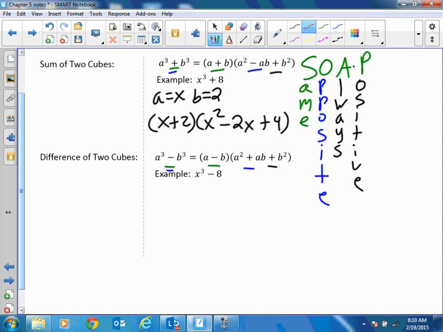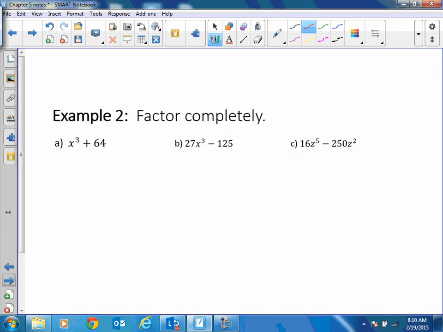And then the bottom one's the same thing, except with the difference of cubes, you just change the signs, okay? So it'd be x minus 2, then x squared plus 2x plus 4, okay? So it's a formula that you want to try and memorize. Remember, same sign, opposite, always positive, and then the last sign is always positive.